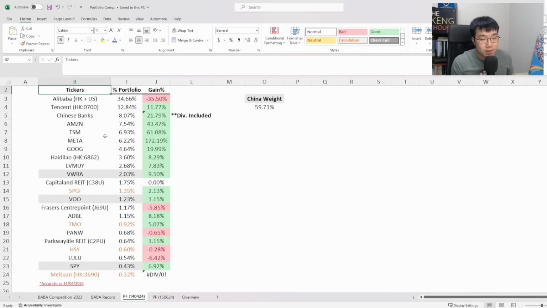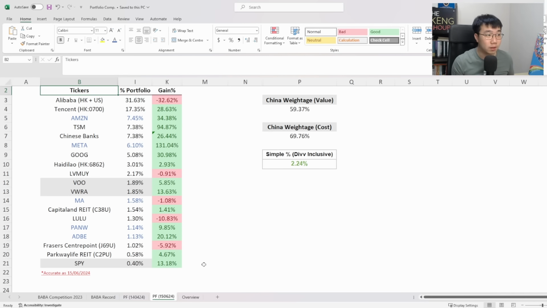So roughly 2 months ago, I did a portfolio update on my channel, and this was the breakdown then, accurate as of 14th of April, 2024. And 2 months on, based on the close of Friday yesterday, this is the latest breakdown. Evidently, there have been some buys and sells, and I'm just gonna record my thoughts here.